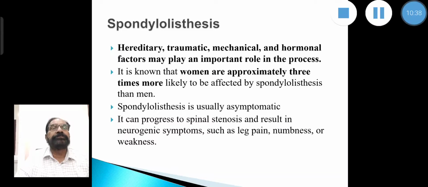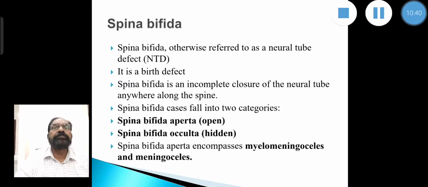Spina bifida. Spina bifida, otherwise referred to as neural tube defect, is a birth defect. Spina bifida is an incomplete closure of the neural tube anywhere along the spine. Spina bifida cases fall into 2 categories: spina bifida aperta, that is open type, and spina bifida occulta, that is hidden type. Spina bifida aperta encompasses myelomeningocele and meningocele.